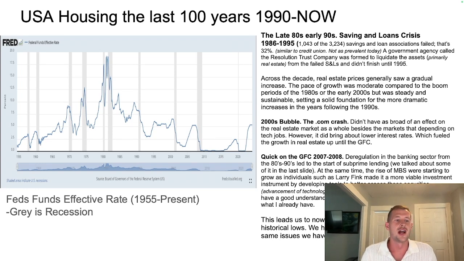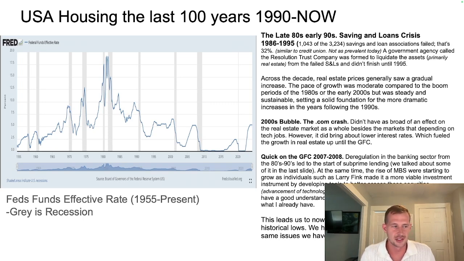At the same time, the rise of mortgage-backed securities was starting to grow, as individuals such as Larry Fink, who owns BlackRock now, made it a more viable investment instrument by developing tools to better assess these securities. So he was able to analyze risk better. He developed these tools to do that. So the advancement of technology, again, we see that in the rise of credit, right?